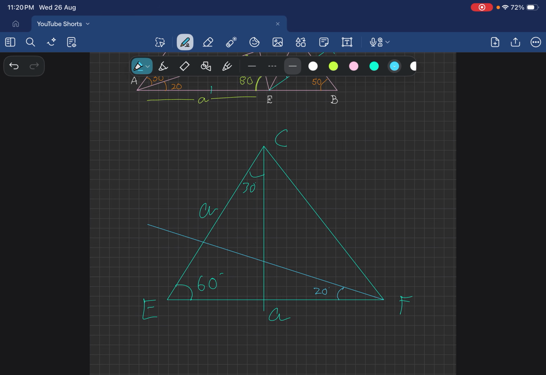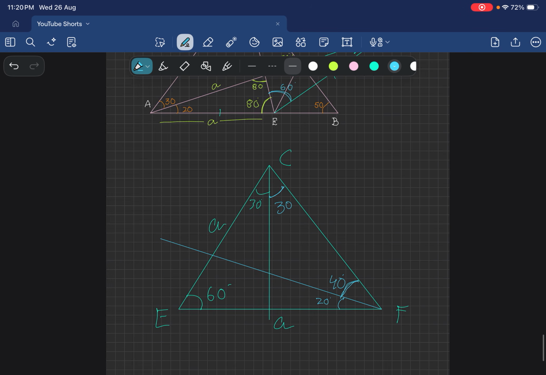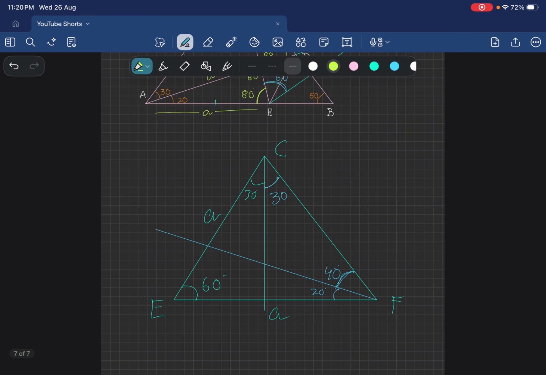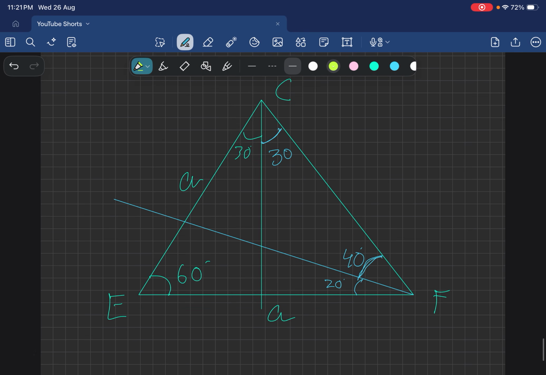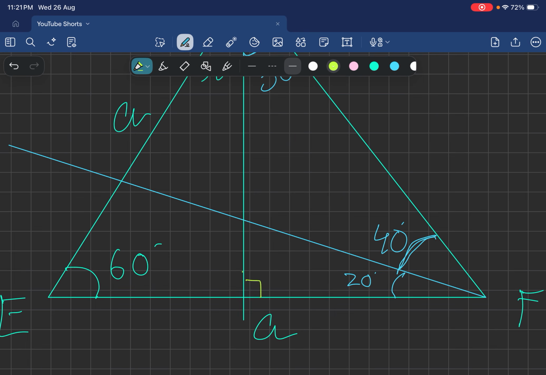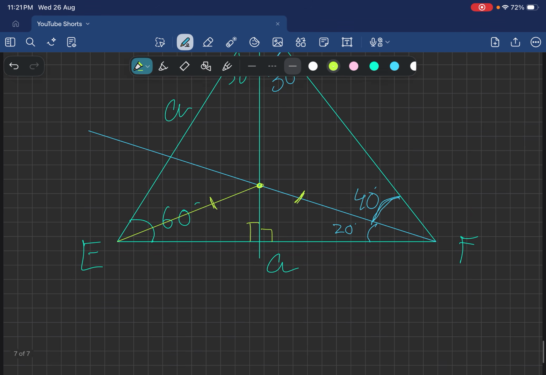Okay, since these two sides are equal, what does that mean? That means their opposite angles will be equal. Therefore this will be 60 as well overall, and this will be 60 as well overall, right? And this line over here is an angle bisector, and we know in an equilateral triangle the angle bisector is also a perpendicular bisector. So from any point on the perpendicular bisector, if you join that point to the vertices, the distances are always equal.